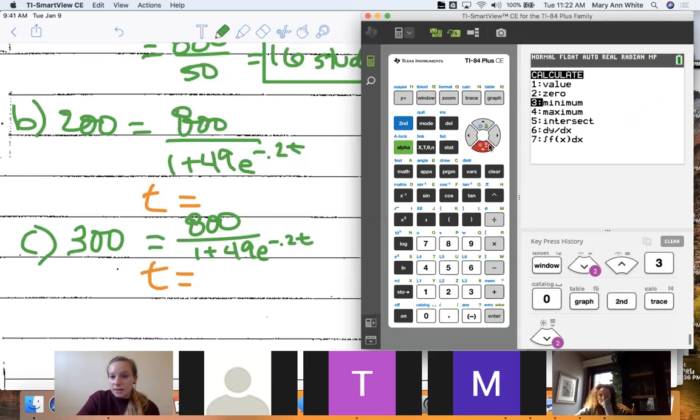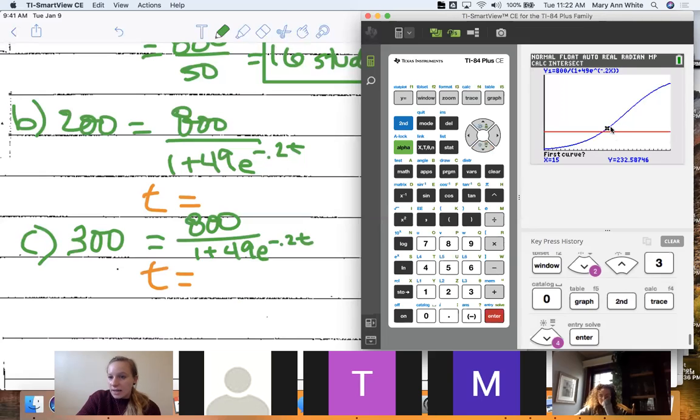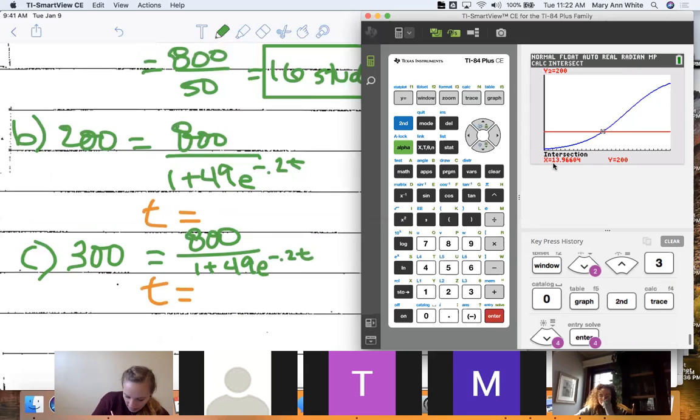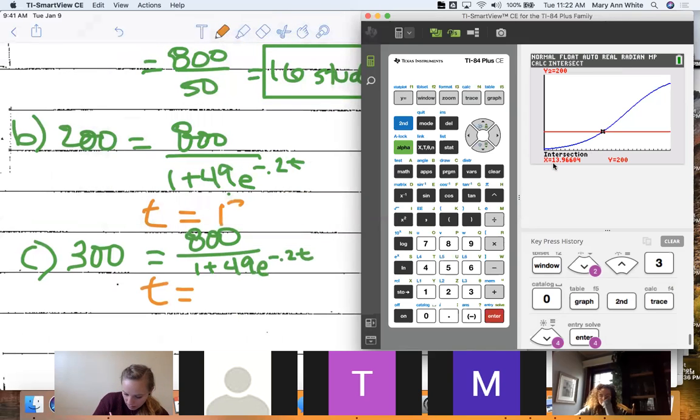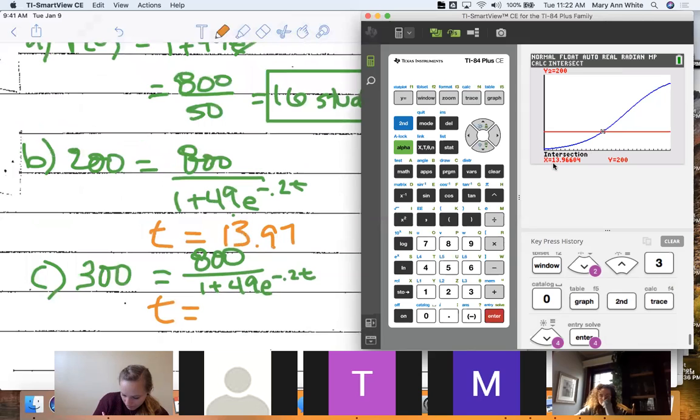Second, trace, 5 is intersect. Get on one curve, it looks like I'm on blue, good. Second curve red, also good. Guess anywhere is fine. Cool, they intersect at 13.97. I'm gonna round that up to 14. So 14 days is when we hit our 200th kid.